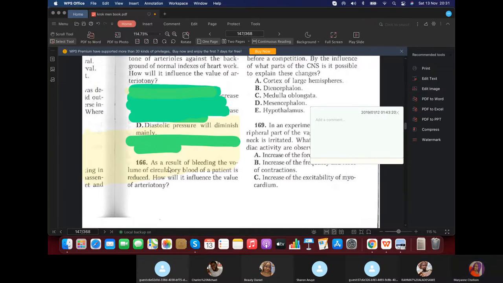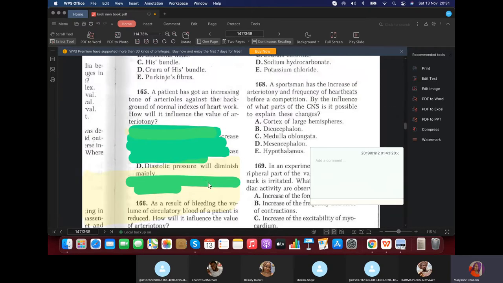166. As a result of bleeding, the volume of circulatory blood of a patient is reduced. How will it influence the value of arterial pressure?